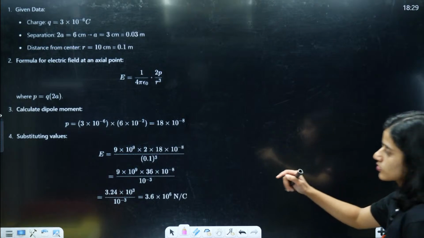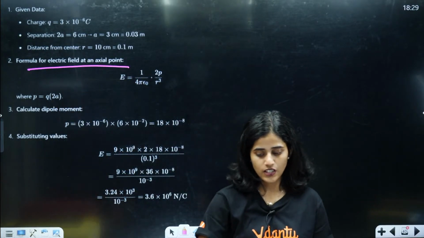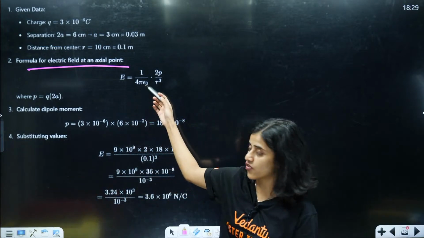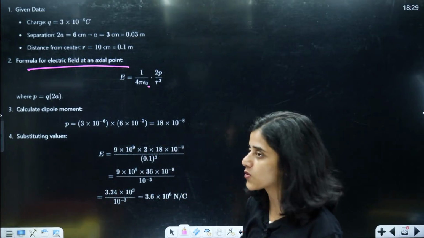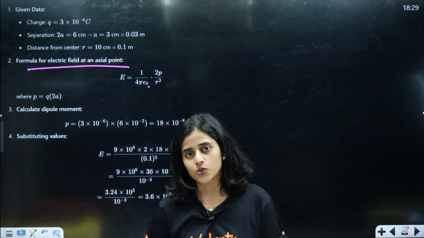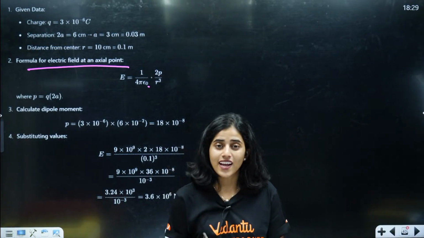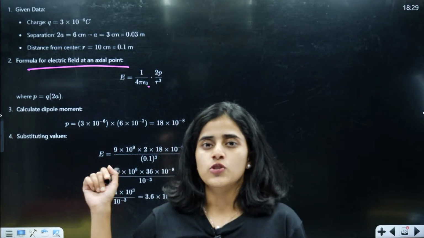So here you need to know another formula for electric field at an axial point. If you have a formula sheet next to you, you can write down the next formula of electrostatics. E equals 1 by 4 pi epsilon naught 2p by r cube. So even if you want to know how this formula came, we can do a class where I can derive this to you. If you want, you can just let me know in the chats. So we have to use this formula here.